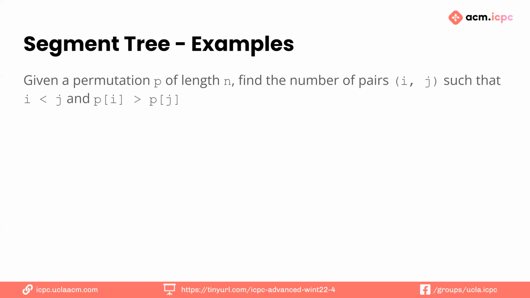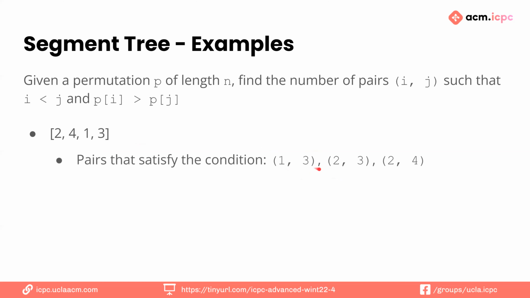So for an example problem, given this permutation, find the number of pairs i, j such that i comes before j, but p_i is greater than p_j. This is called the number of inversions. Suppose we have this permutation 2, 4, 1, and 3. Then the inversions are 2 and 1, 4 and 1, and 4 and 3. So these are the pairs of indices that satisfy the condition, and the answer is 3. Makes sense so far?